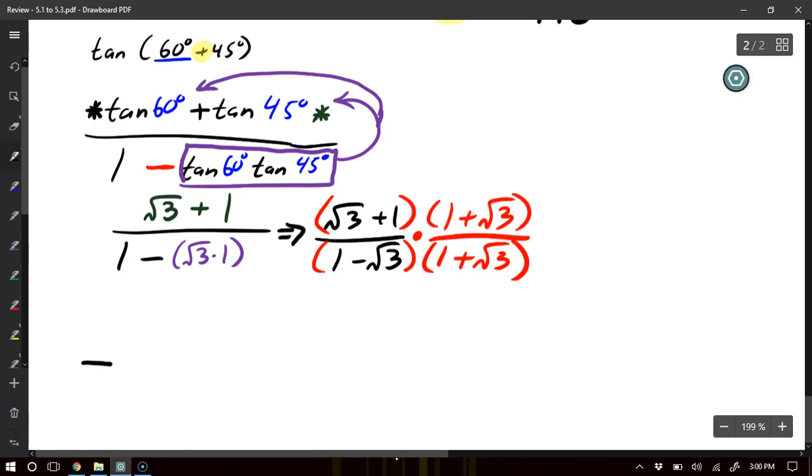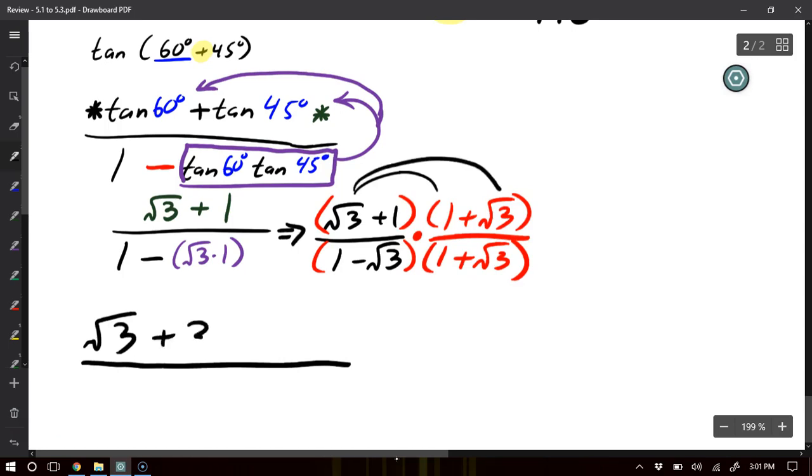On the top, if I distribute, radical 3 times 1 is radical 3. Radical 3 times radical 3 cancels out the radical. I'm just left with 3. 1 times 1 is 1. 1 times radical 3 is radical 3.